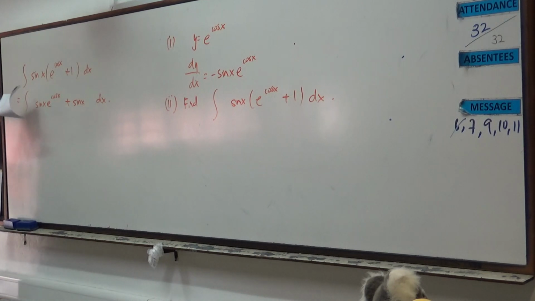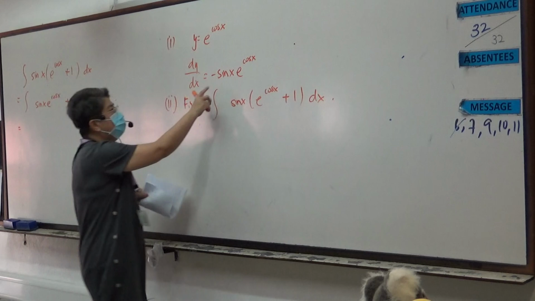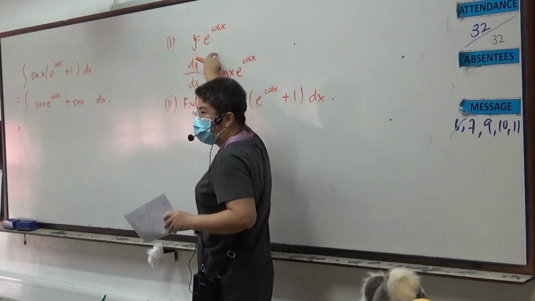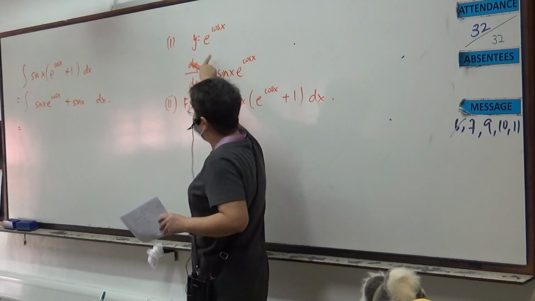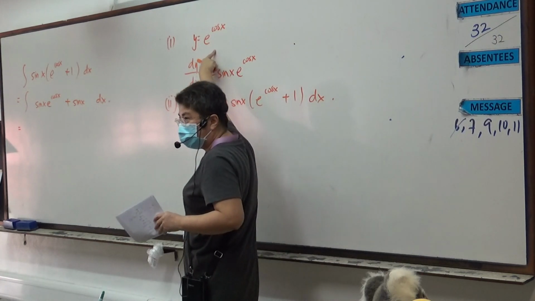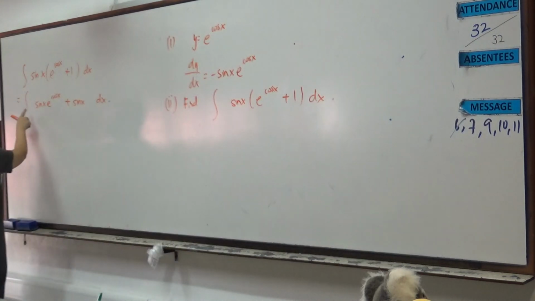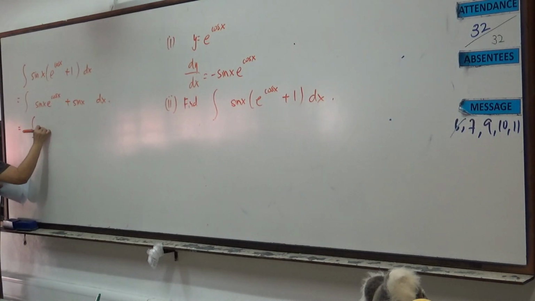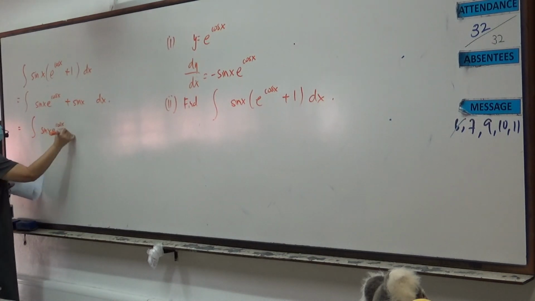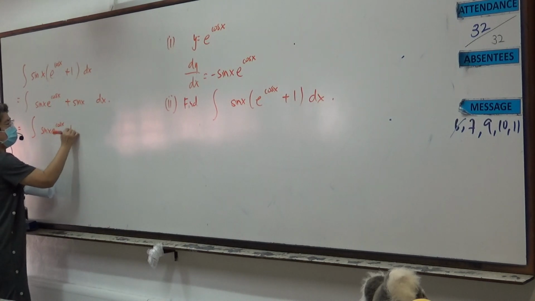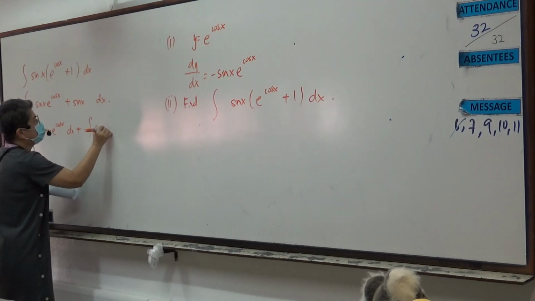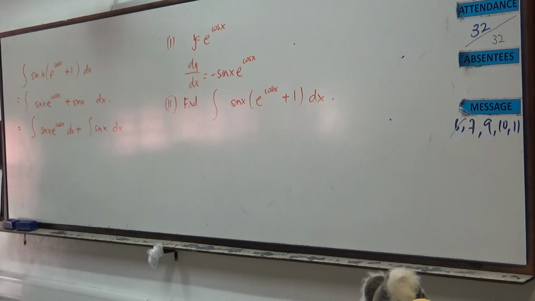This one times this one, this one times this one. Am I right to say that? Yes or no? Okay. Now, when I integrate this, I get back this one. Agree? Okay. Look here. This one means integration of sine x e to the cosine x dx plus integration of sine x dx, right? Again, I want to teach you something here.